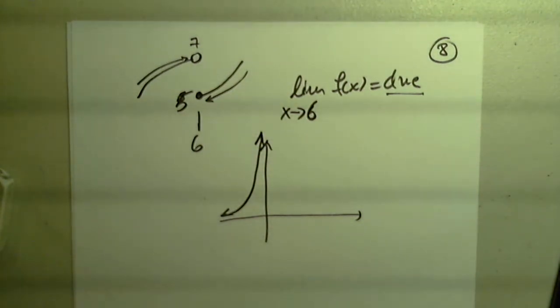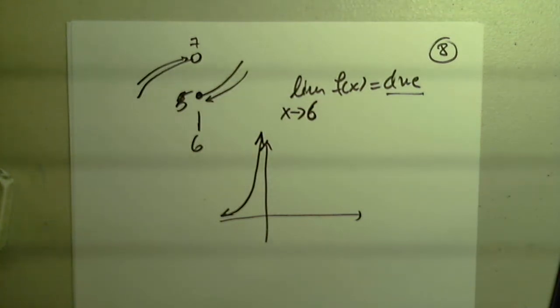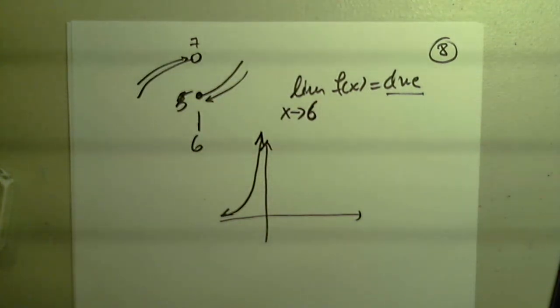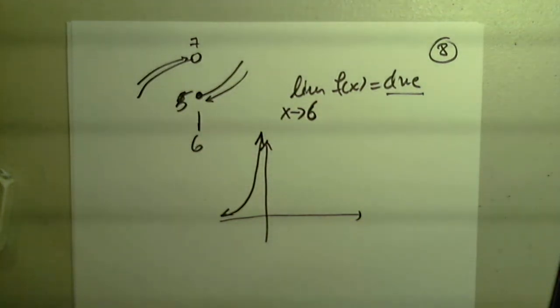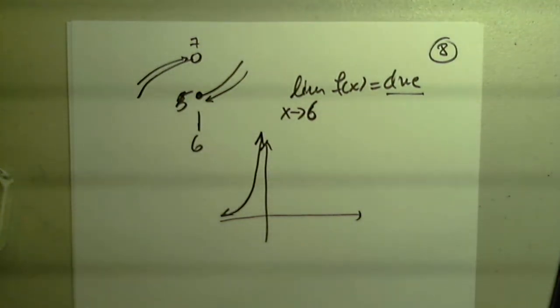Everyone okay with that? Is that because the left and right have two different values? Exactly. Because they are not the same. Good. So let's take a look at another. You choose.